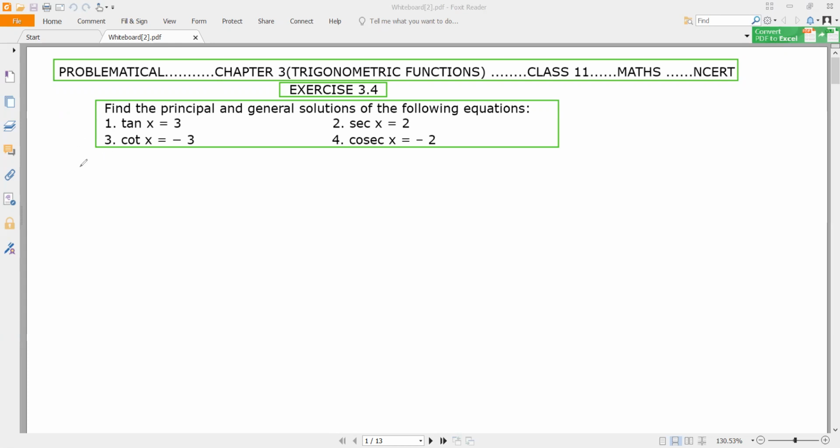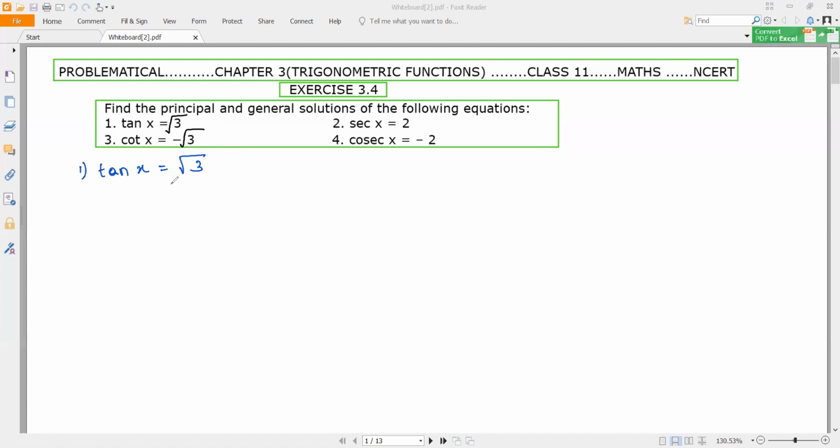So first, for tan x, it's given that tan x is equal to root 3. Tan x is equal to root 3. Then sec x is 2, cot x is equal to minus root 3, and cosec x is equal to minus 2. These are the questions. So your tan x is equal to root 3.